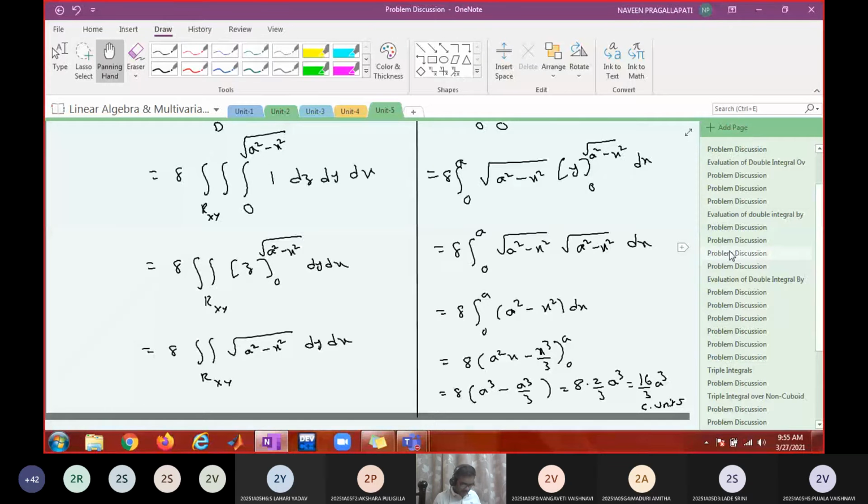So, like this, unless you visualize the region, it is not possible to find out the limits and evaluate the integration.